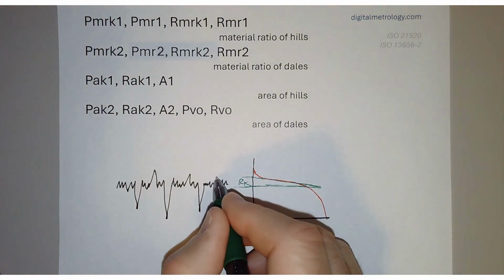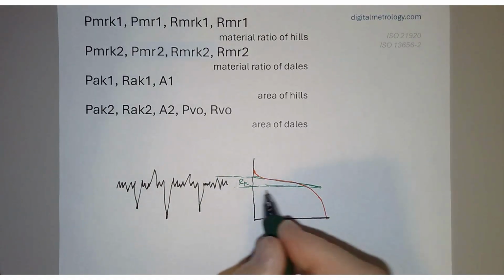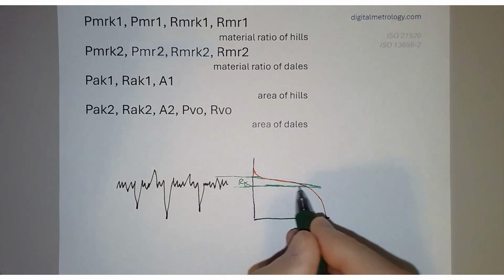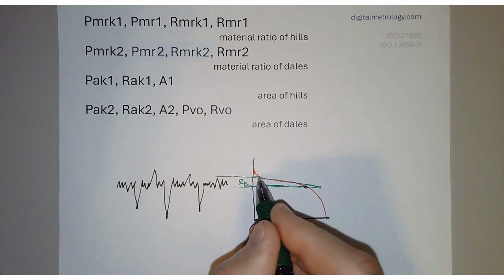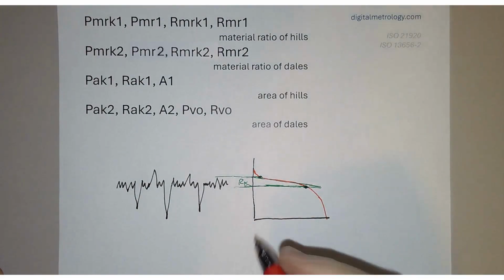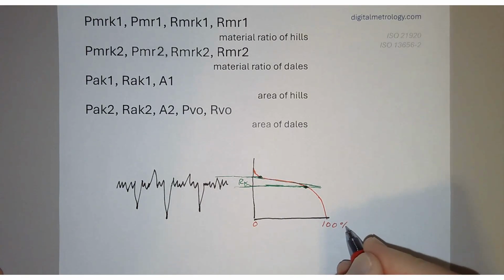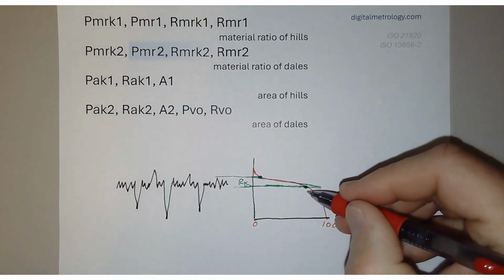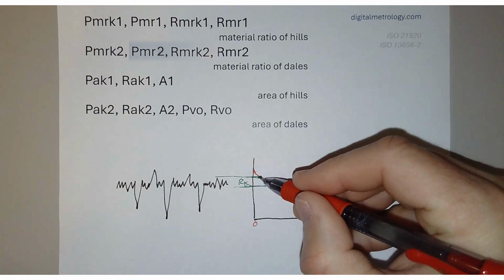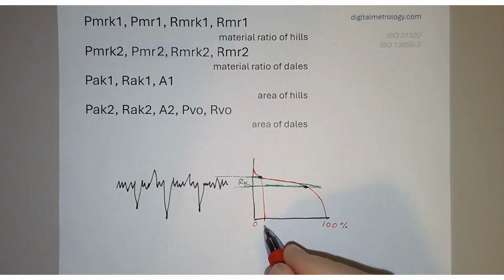If we have this height established, we can extend that height across to the material ratio curve, just like this line goes across to the material ratio curve. It hits the curve at a particular point, and that particular point has a material ratio. You'll recall 0 to 100% from our material ratio curve video. So the point where the peaks meet the curve is a material ratio. In fact, we call this point the roughness material ratio number 1.